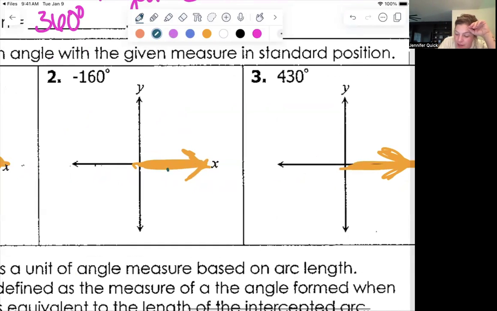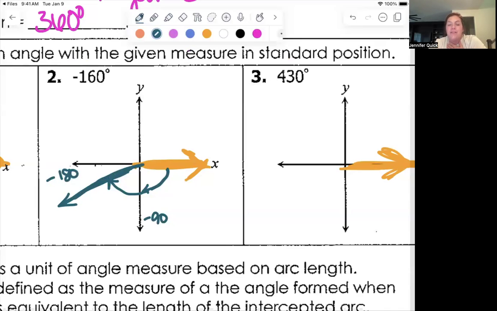Now, 160, but negative. That means I'm going to have to go this direction. This direction is negative 90. This would be negative 180 if I'm going to still go this direction. So I need to stop shy of that 180, and it would be kind of right here. So something like that. Again, not perfection, estimation. Okay, cool.